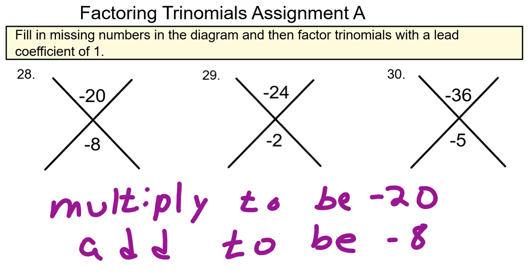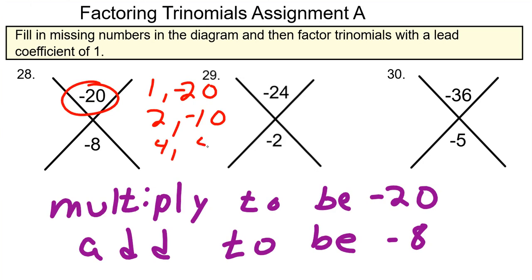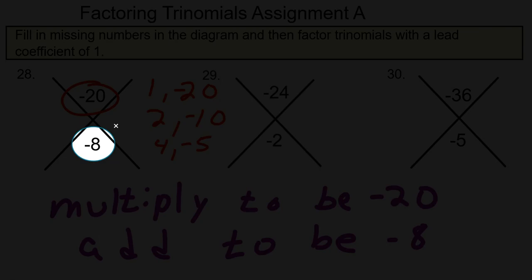For instance, when we make a list of the ways we can multiply to be negative 20, like 1 and 20, we want the 20 to be negative because it's bigger. When we do 2 and 10, let's make the 10 negative because it's bigger. And when we do 4 and 5, let's make the 5 negative because it's bigger. Again, the sign that is here, the negative, is the sign of the larger number.